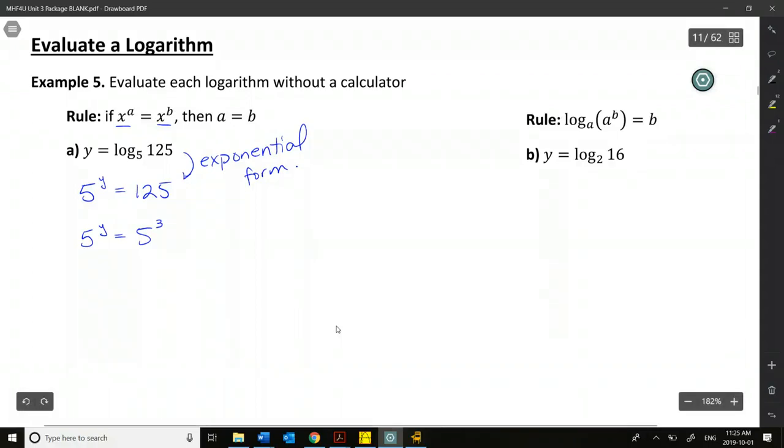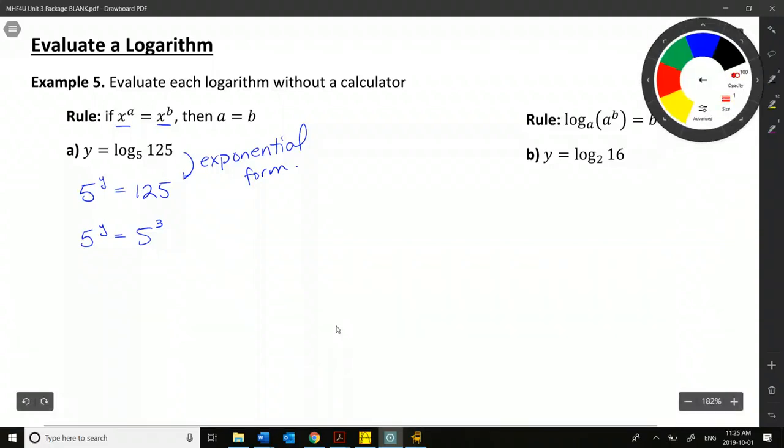So by my rule up here, if I have two equal bases, then their exponents must also be equal. So what can we conclude about y? Yeah. If 5 to some exponent equals 5 to the 3, then that exponent must be 3, right? So we must assume that y equals 3 here. So that must tell me that log base 5 of 125 is actually equal to 3. Okay, the question that I'm really asking here is 5 raised to what exponent equals 125? That's the answer to the logarithm. So here y equals 3.